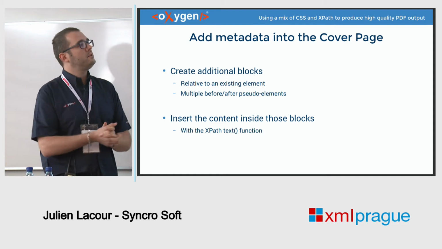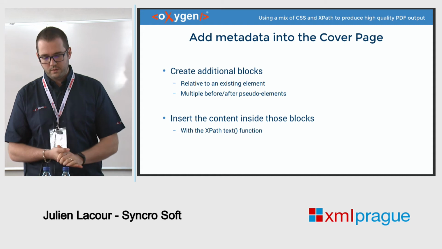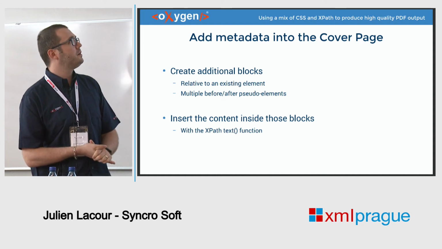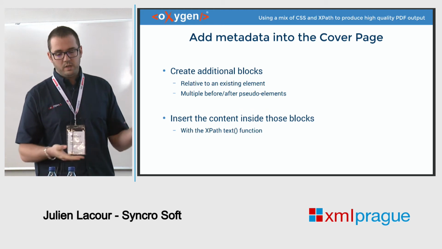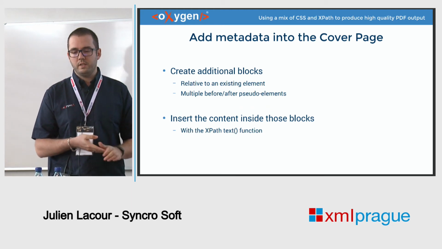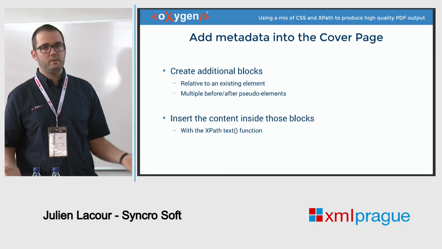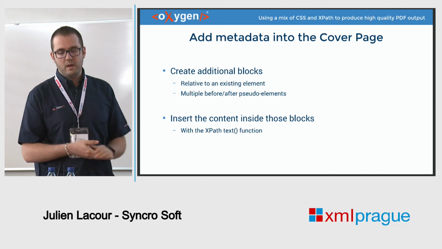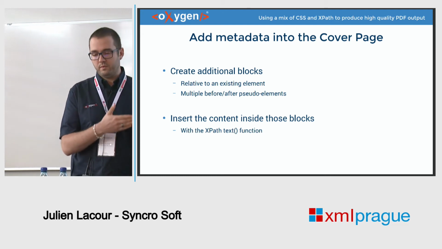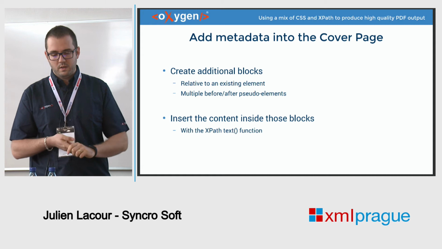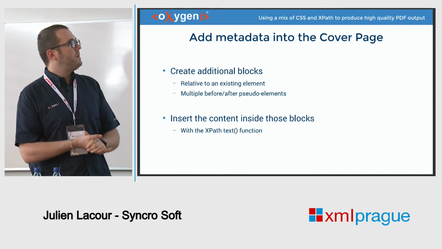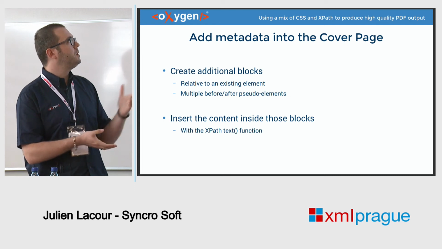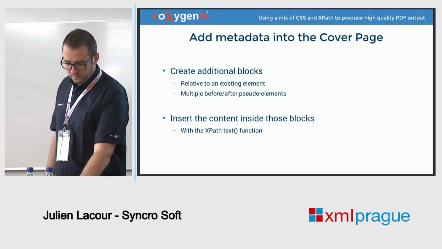So now let's start with our first use case. For example, if I want to add some metadata in the cover page, I will need to create additional blocks which are not included in the original data content. So for that, I will use my before and after n elements and a small XPath query that will get as the result the metadata I want to display.